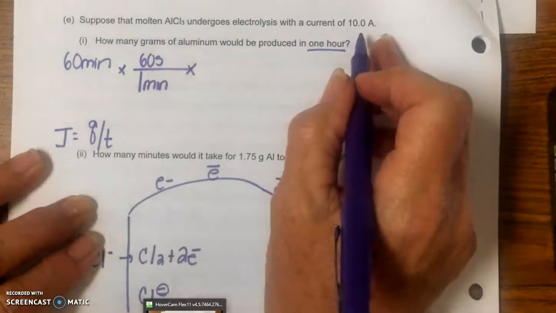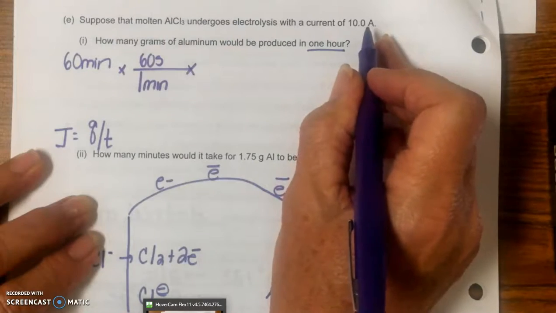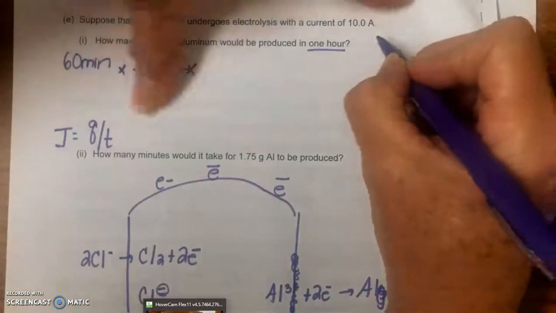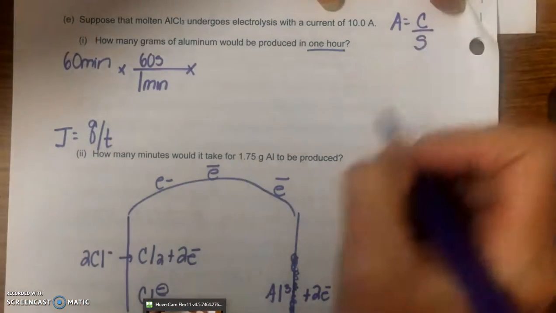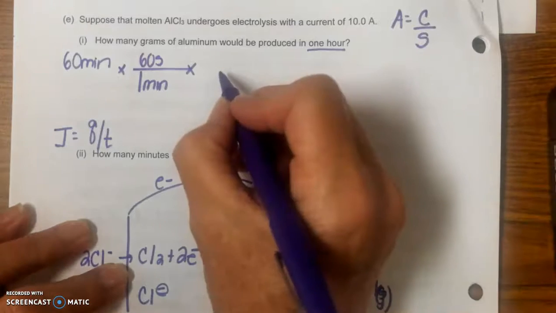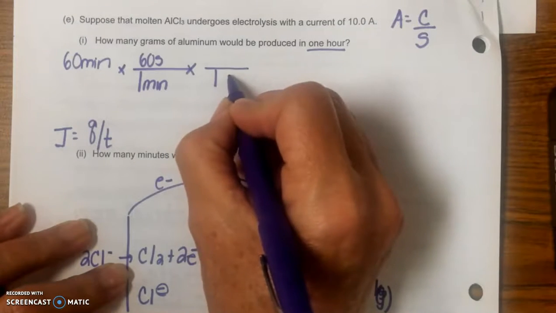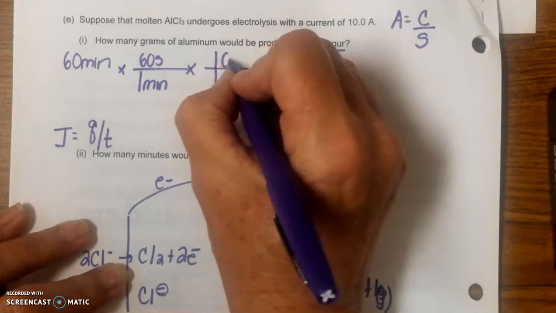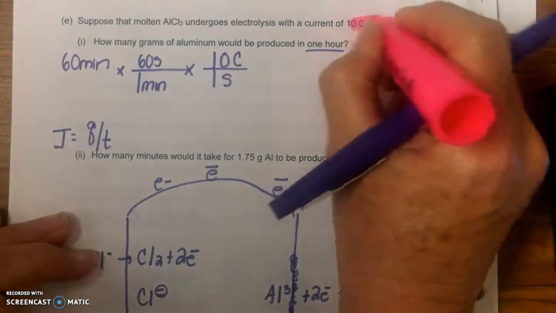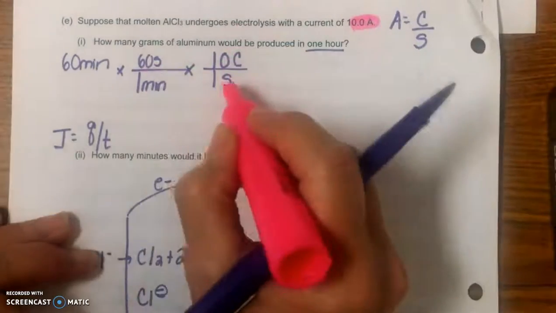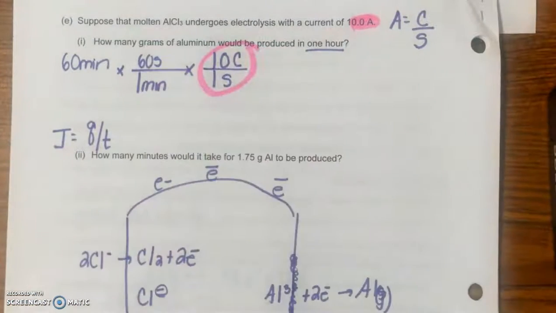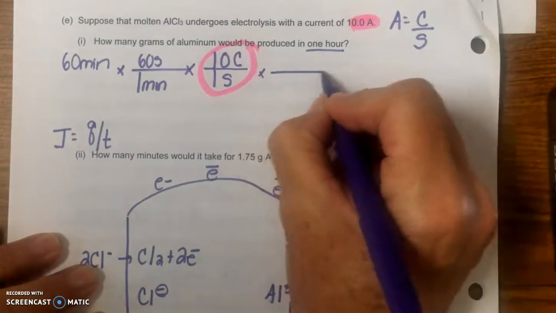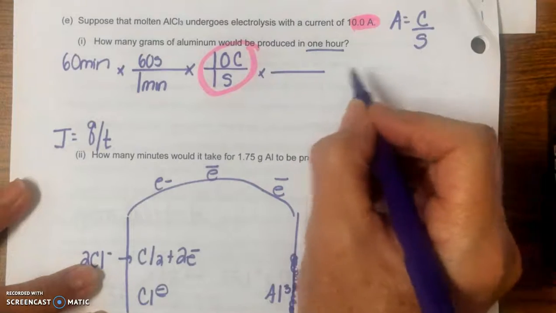Now, it says here that I have 10 amps. That is basically, an amp is equal to a coulomb per second. So what that means is that for every 1 second, I have 10 coulombs. So this value here is going to get me from time to coulombs. All right. Now, I need to get to moles and then to grams.